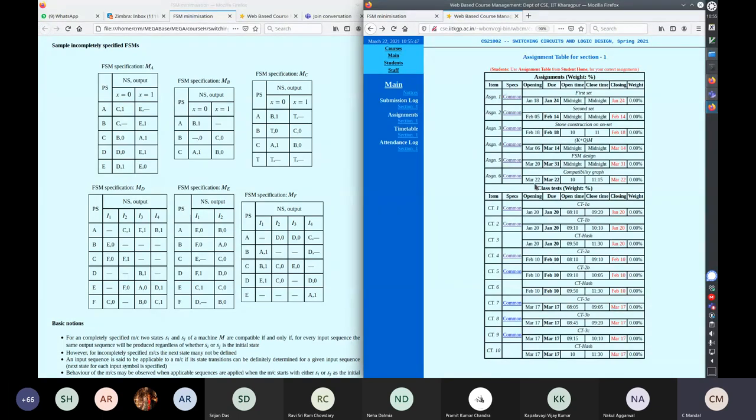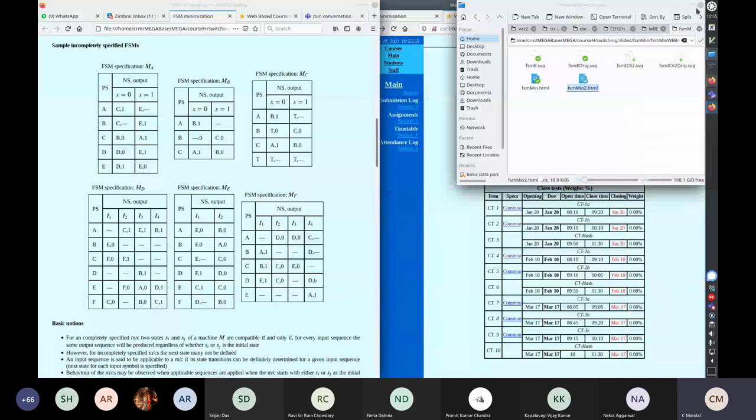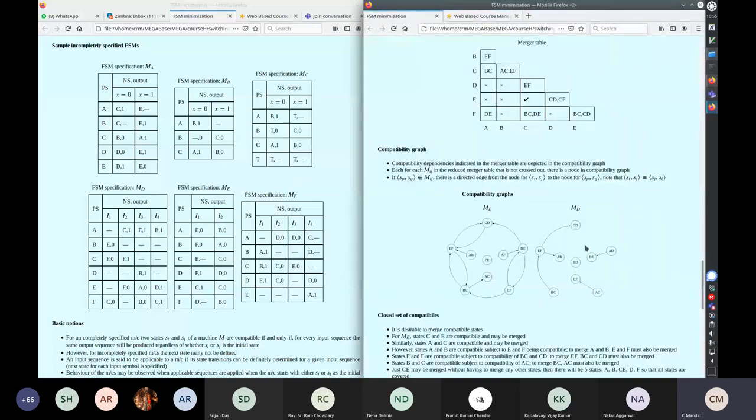So for the machine AMI, you're supposed to construct such a compatibility graph. You are supposed to construct such a compatibility graph for the FSM AMI and submit. If you have any questions on how to construct the graph, you can ask.